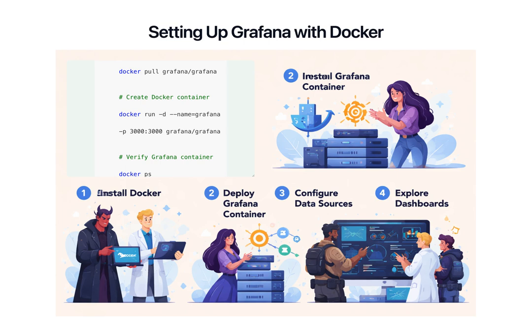Set up Grafana using Docker by pulling the official Grafana Docker image. Create a Docker container using this image and start it. Verify the container is running to ensure Grafana is set up correctly.